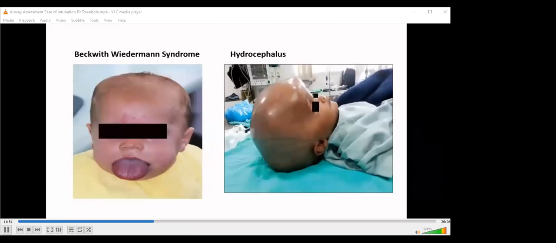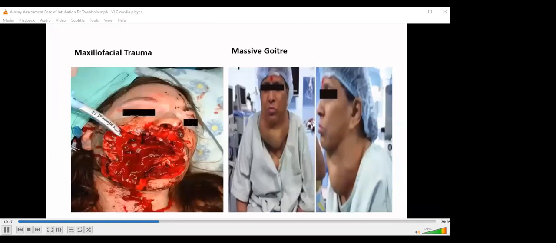Beckwith-Wiedemann syndrome have abnormally large tongues. In hydrocephalus, the size of the head relative to the body makes the anesthetist unable to achieve that plane from the upper part of the teeth to the glottis. Maxillofacial trauma, as shown on the screen: you can see the normal anatomy is completely obliterated in this picture and will pose difficulty to the anesthetist. Large neck tumors will displace the normal anatomy of the airway and make the airway difficult.